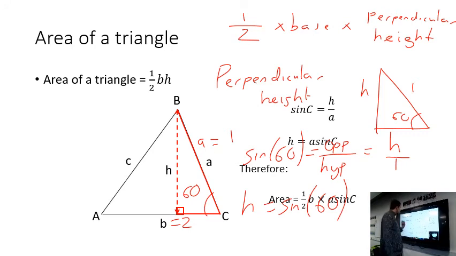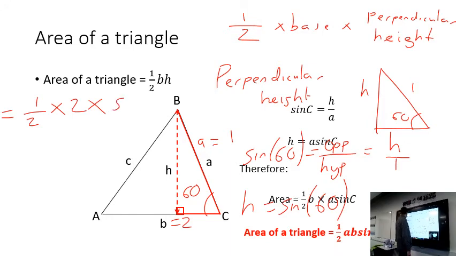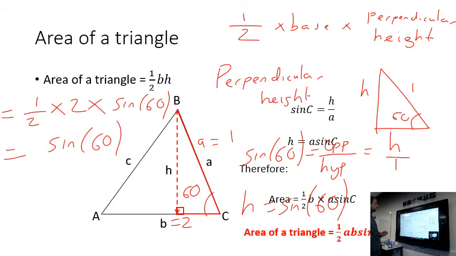Okay, so now let's put it all together. So it's half times the base, which is 2, times h, which is sine 60. Okay, and this simplifies to 2 divided by 2 is 1, and we've got sine 60. So we can leave it as that. If you remember from the special triangles, sine 60 is equal to square root of 3 over 2.